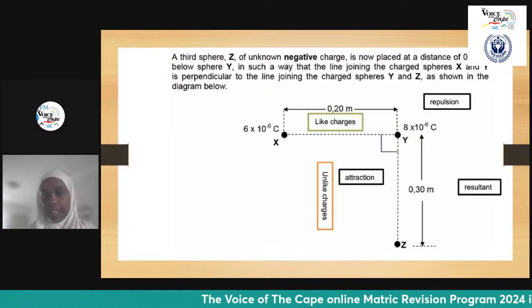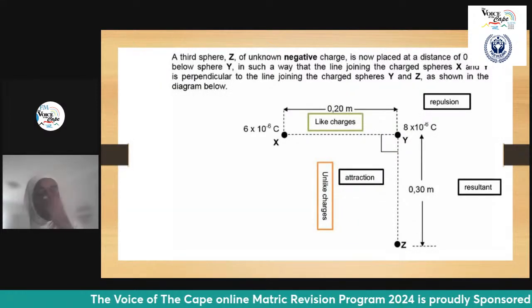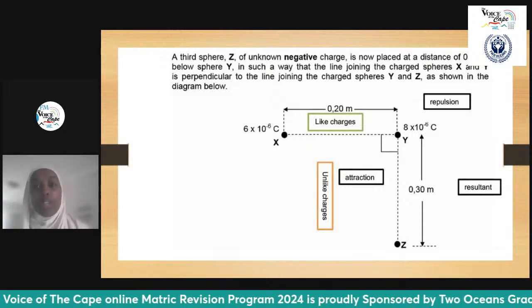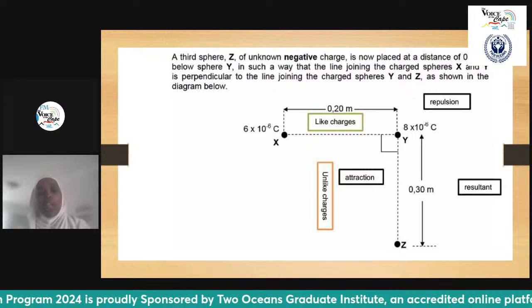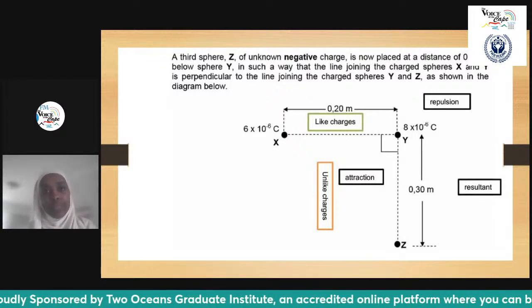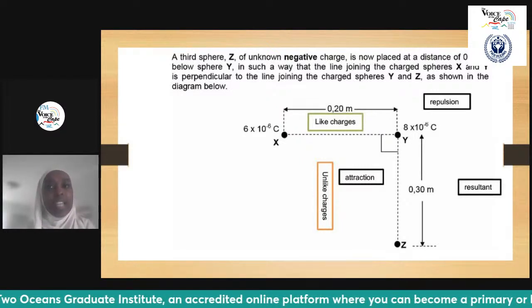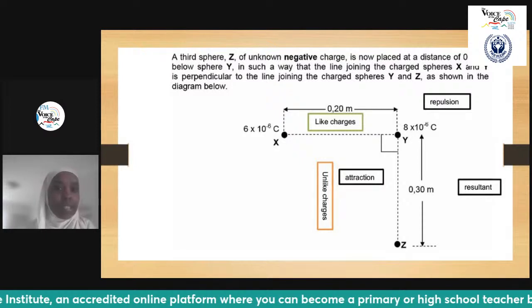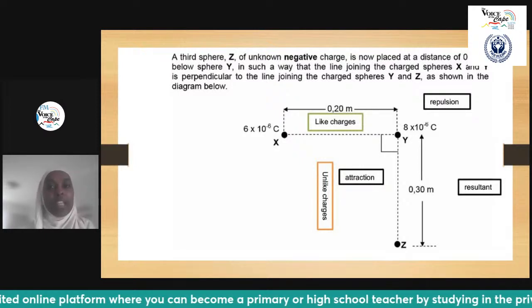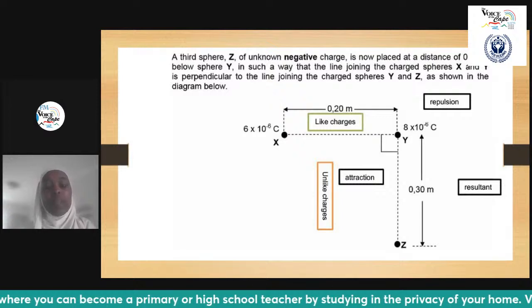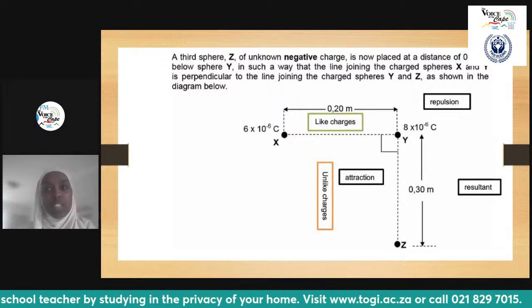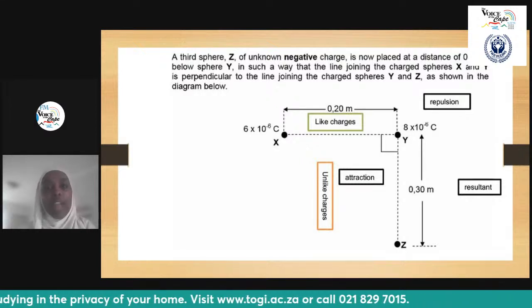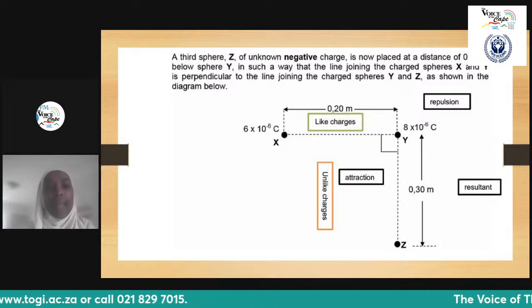All right, so let's look at an example. I think this is the example we are going to end off with. A third sphere, Z, of an unknown negative charge is placed at a distance of 0.30 meters below sphere Y, in such a way that the line joining the charged spheres X and Y is perpendicular to the line joining the charged spheres Y and Z, as shown in the diagram below.